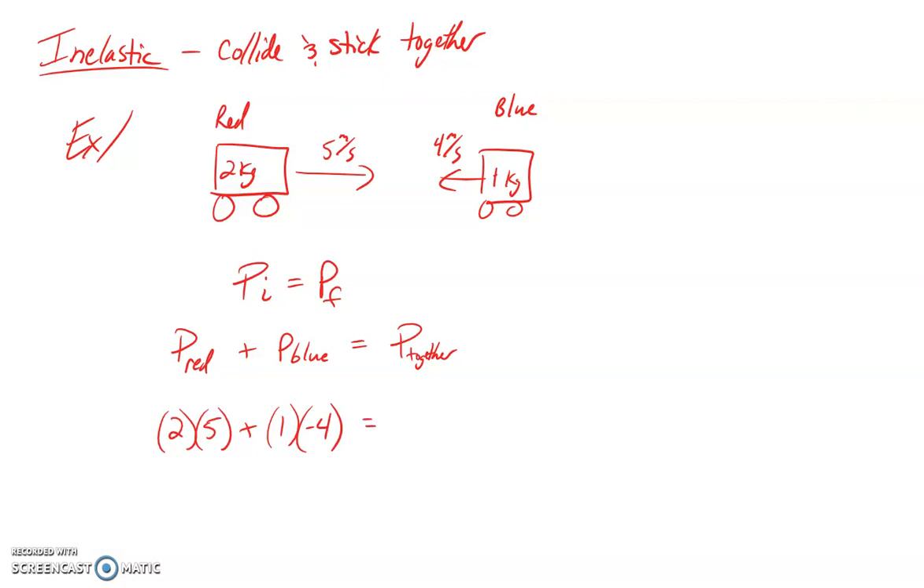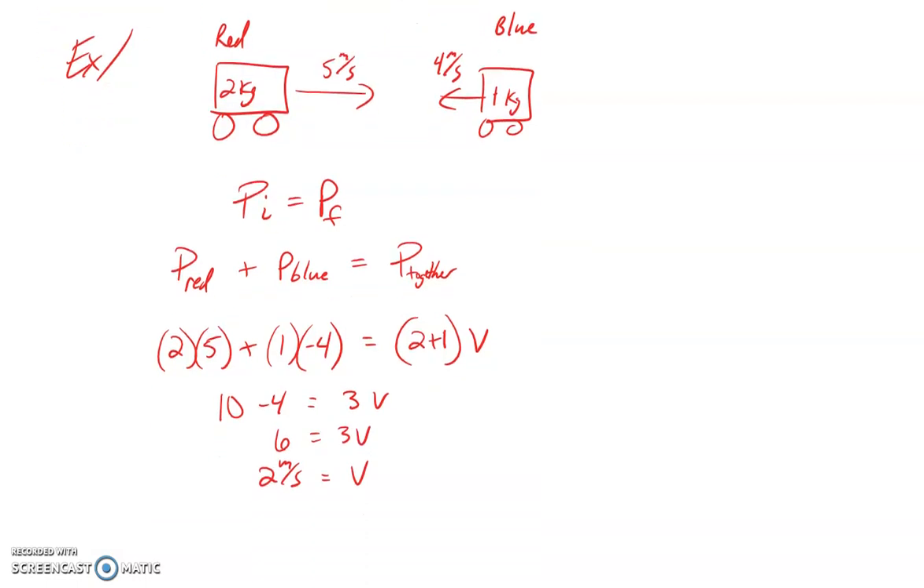And together they have a mass, once they couple together, of 3, or 2 plus 1, times some final velocity. So simplifying, you got 10 minus 4 equals 3v. So this is 6 equals 3v, and v equals 2 meters per second. The fact that it came out positive implies that it's to the right.